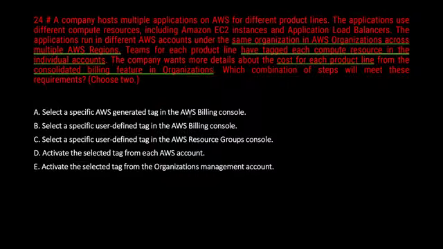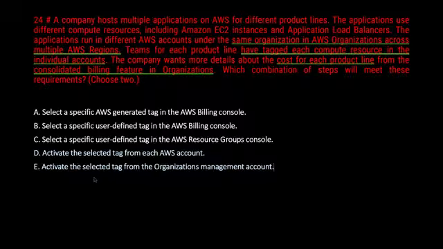Let's look at the first option: select a specific AWS generated tag in the AWS billing console. Before that, we need to first make that tag active, and then we will select it. We have 2 options for activation, 3 options for this, meaning one is right from A, B, C, and one is right from D and E. So let's look at these 2 first.